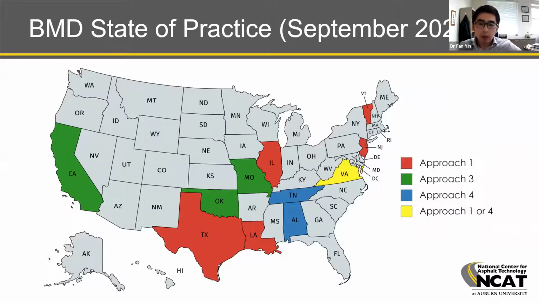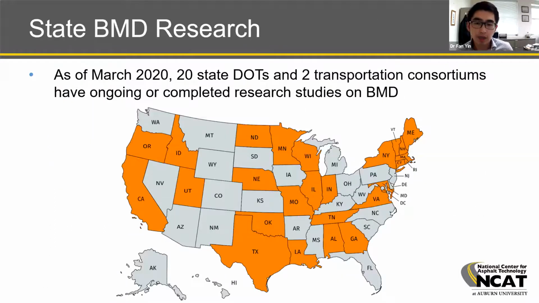So right now in the US, there are 11 states that have a balanced mix design specification. I highlight them using different colors because they use different BMD approaches. But on top of those 11 states, there are lots of state DOTs that have been doing research on balanced mix design. So with that being said, balanced mix design has gained much popularity and it's a very hot topic right now in our industry. So if 2 years down the road we go back to this map, I'm sure we will have many, many more balanced mix design states.